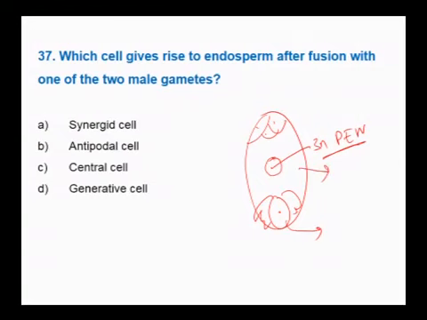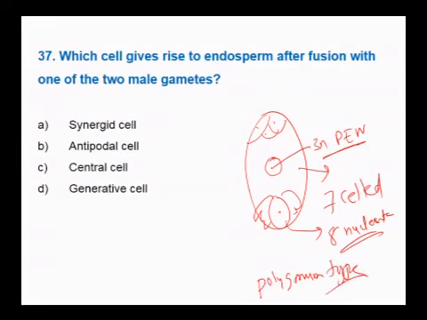See, in the mature embryo sac, you will find 8 nuclei but 7 cells. It is 7-celled but 8-nucleated. So this type of embryo sac is called the polygonum type of embryo sac, that is 7-celled, 8-nucleated. Therefore, the central cell is the one which gives rise to the endosperm. Therefore, the answer is the central cell having the primary endosperm nucleus.